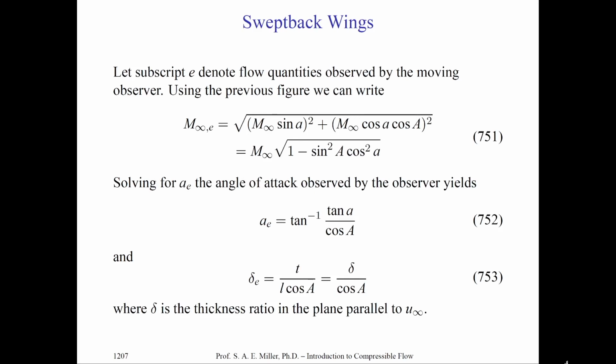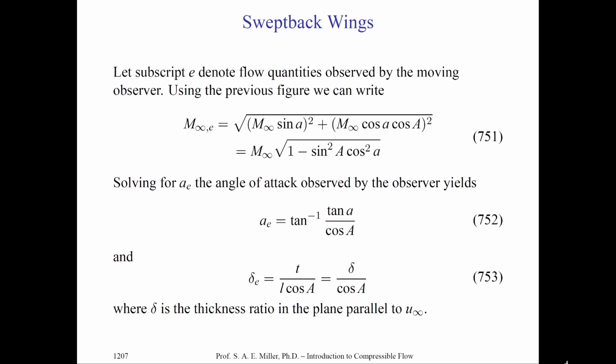Using this previous figure, we can then write through trigonometry M sub infinity E, which denotes the flow quantities observed by the moving observer, as the square root of M infinity sine a, where a is the angle of attack, squared, plus M infinity cosine A cosine a, squared. Try that out from trigonometric identity. And you can see, indeed, this is equal to M infinity square root of 1 minus sine squared A cosine squared a. We can then solve for a sub E, that is the angle of attack observed by the observer. This indeed will be a sub E equals inverse tan of tan a over cosine capital A.